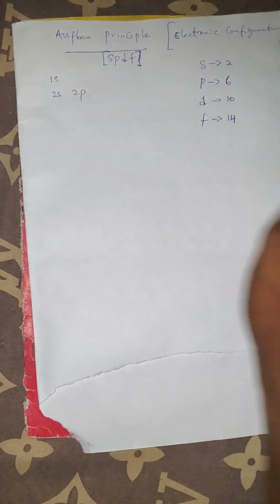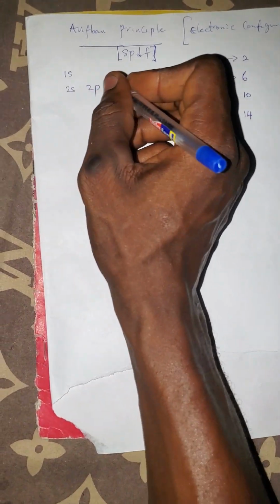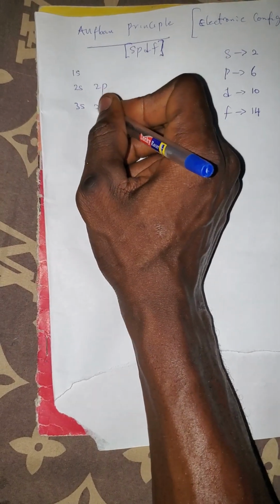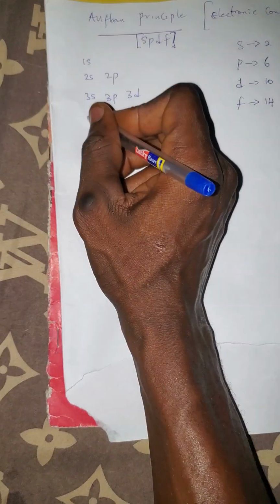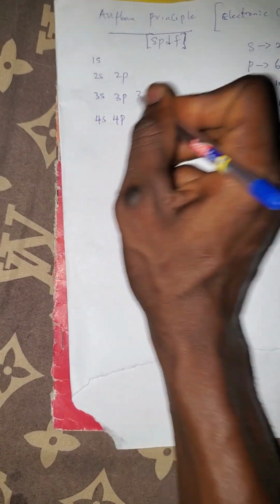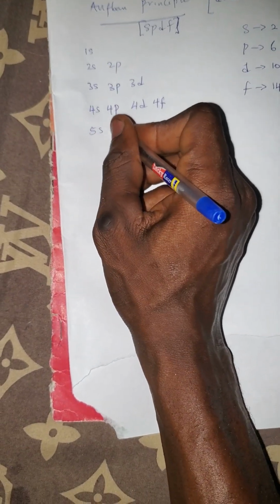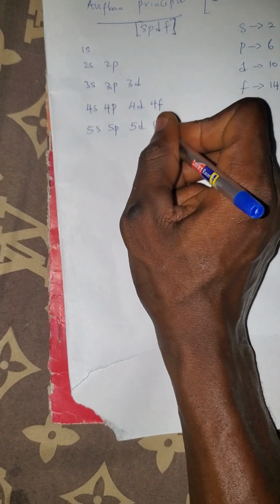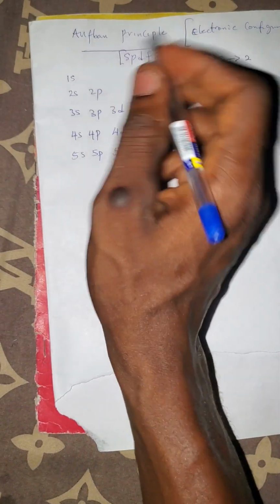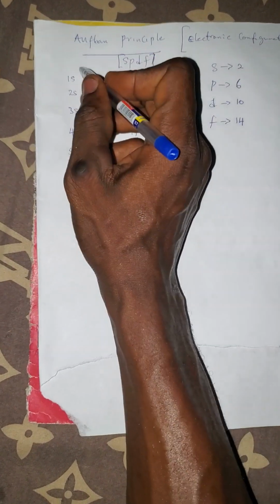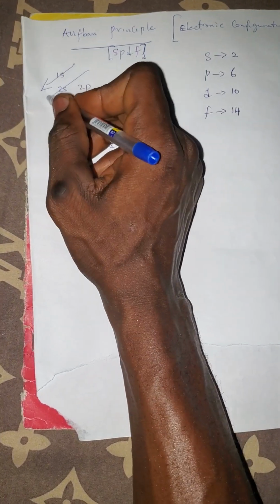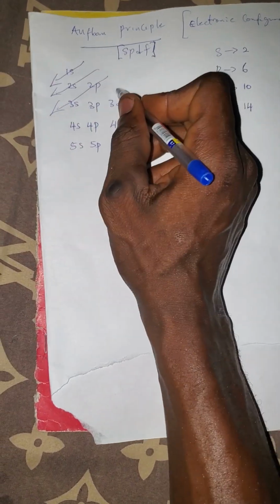So let's follow this pattern of the Aufbau. We have 1s, 2s, 2p. We have 3s, 3p, 3d. We have 4s, 4p, 4d, 4f. We have 5s, 5p, 5d, 5f. Now you now draw the structure downward. We take it from the top downward. So let's take the arrow from top downward as well. So this is it.